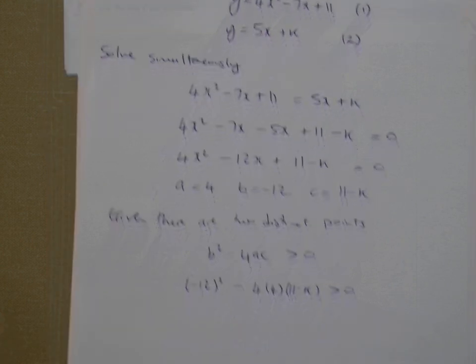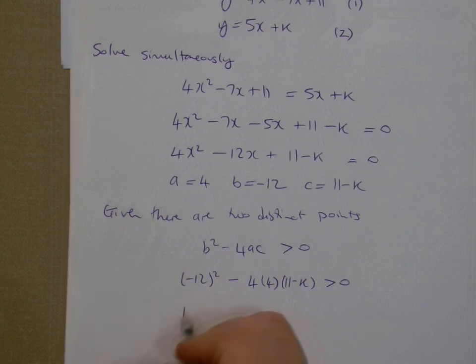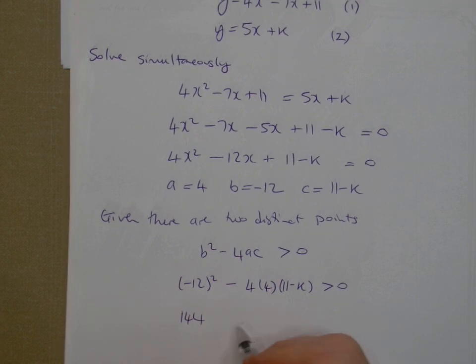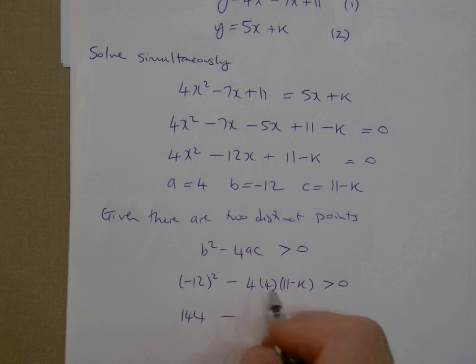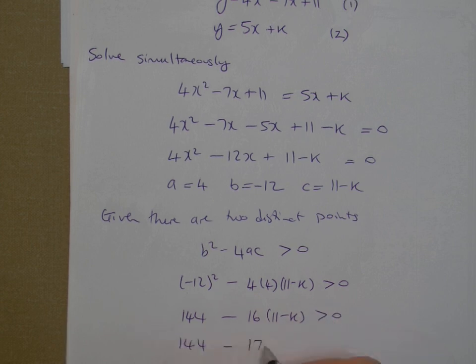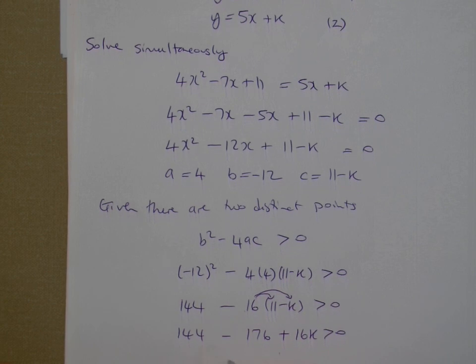Just to simplify this then, so that'll be 144, negative squared becomes a positive. Maybe let's multiply these first, that'll be 16 times 11 minus k, greater than 0. 144, 16 times 11 is 176. Take away them, oh actually it's going to be add, isn't it? Because when I multiply out the bracket, there'll be minus 16 times minus k, which is plus 16k, which is greater than 0. That then becomes, what have we got here, 32, yeah? Or minus 32 rather, plus 16k, greater than 0.